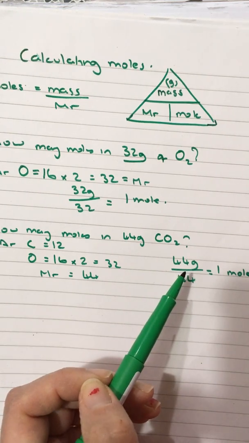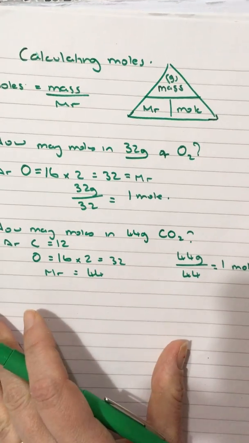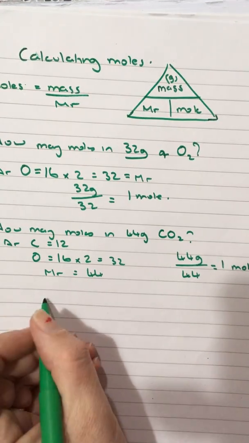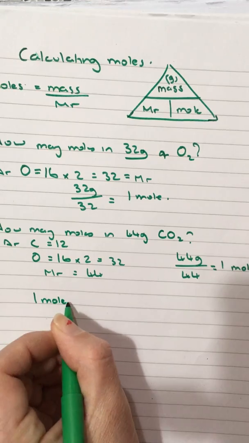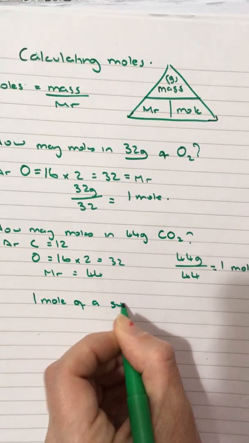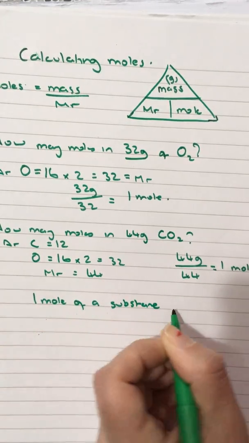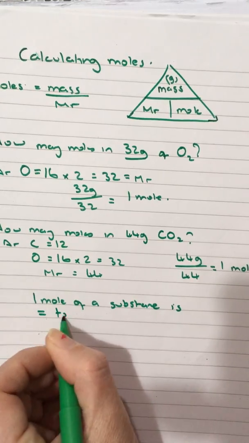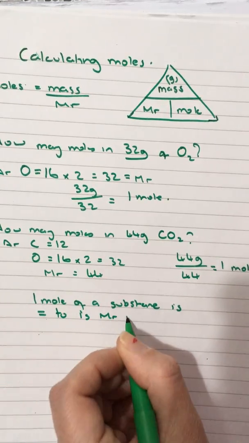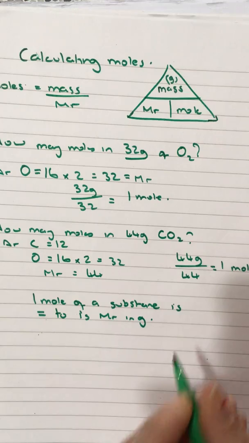And if you notice, for both of these examples, your Mr is the same as 1 mole in grams. And that's a rule of thumb. So basically, the rule of thumb you've got is 1 mole of any substance is equal to its Mr in grams. So I'll give you another example.